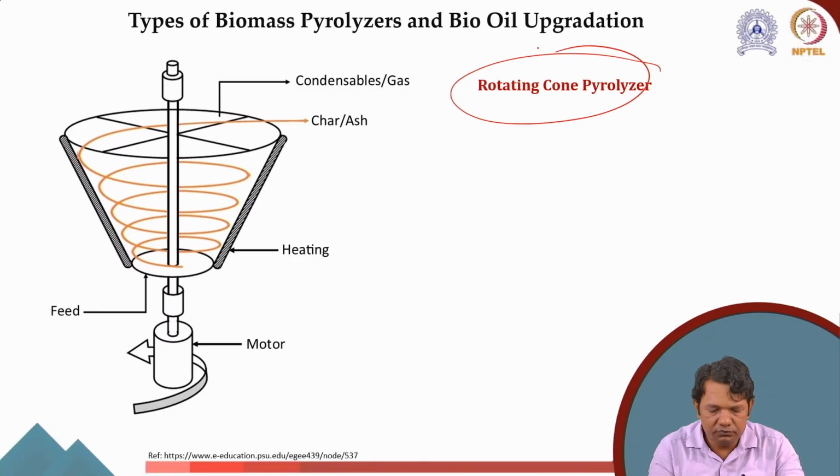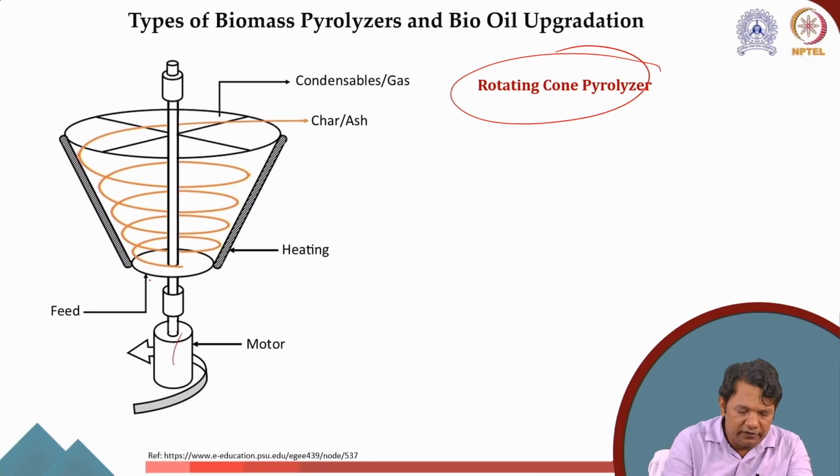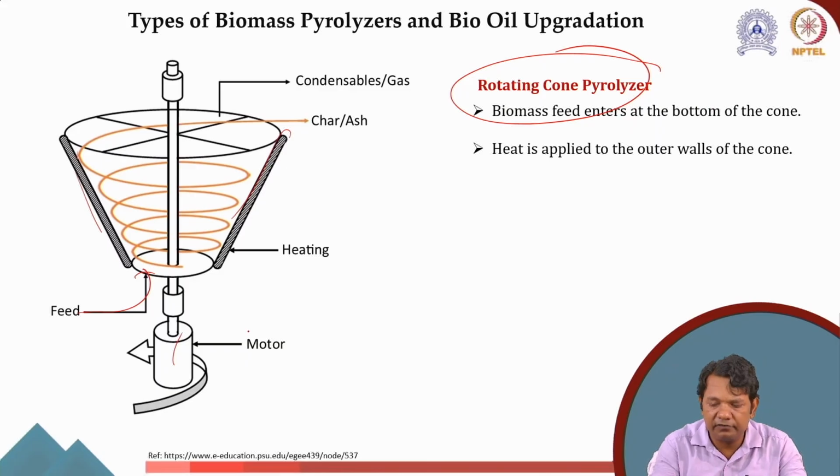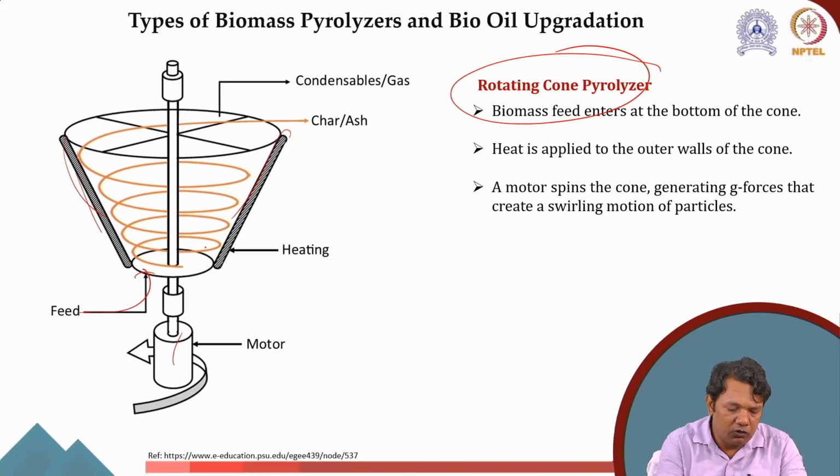The other kind of pyrolyzer is the rotary cone pyrolyzer. As you can see here, this is a motor. The biomass is fed from the bottom, and heating is done from this side. Biomass enters the feed from the core, heat is applied from the outside walls of the cone, and a motor spins the cone.